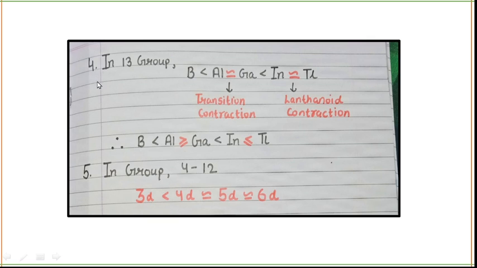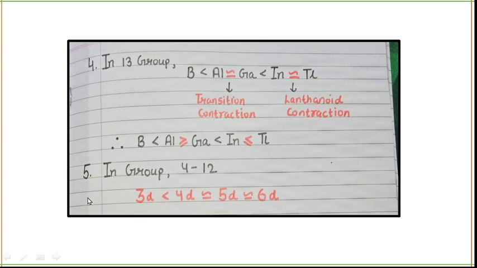In point number 4, in group number 13, aluminium and gallium have almost equal size, which is due to the transition contraction. And indium and thallium also have equal size due to lanthanoid contraction. And the order comes out to be aluminium equal to or greater than gallium, while thallium is greater than or equal to indium. This is talking about atomic radius.